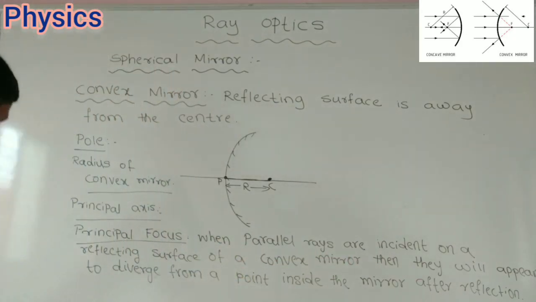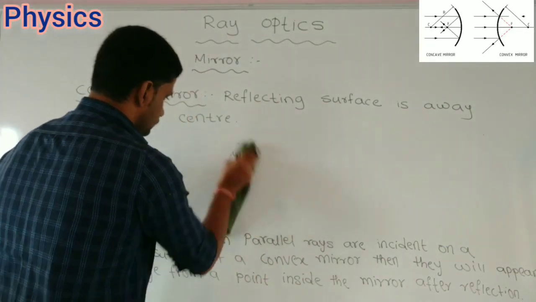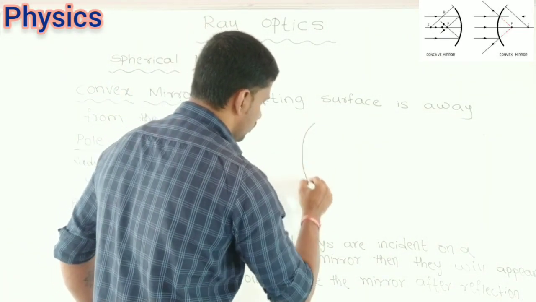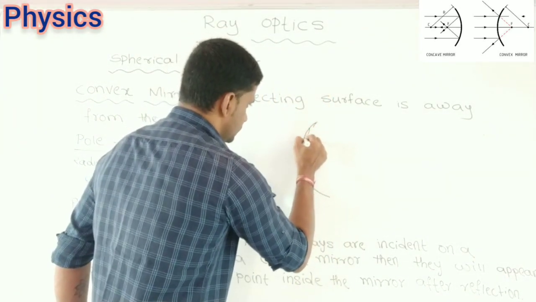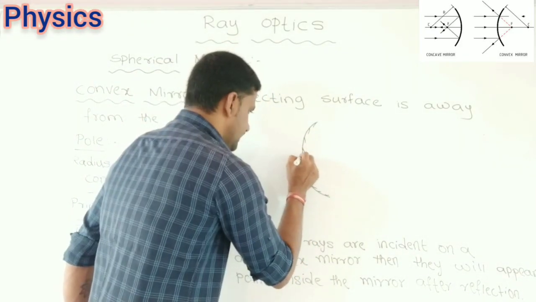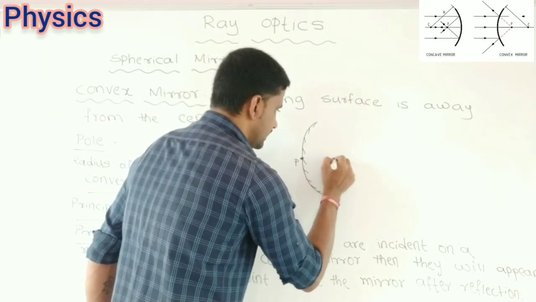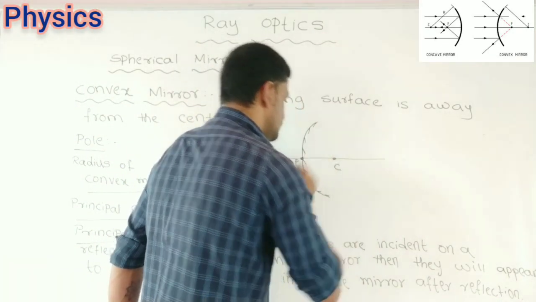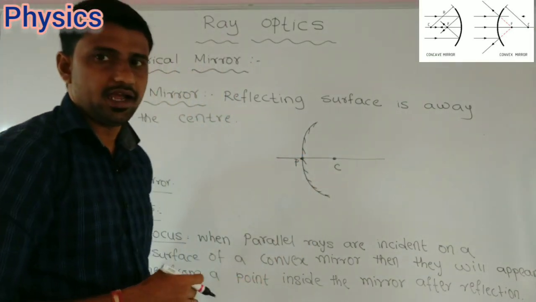Now let us see how to represent a principal focus. Here I am considering a convex mirror. This is a convex mirror, and this is the reflecting surface. This is the non-reflecting surface, and the center of this mirror is the pole, and this is the center of curvature C. The line from the pole to the center is called the principal axis.